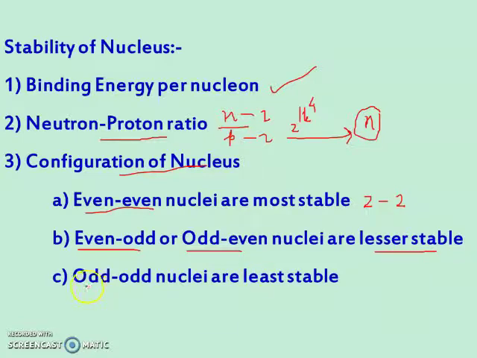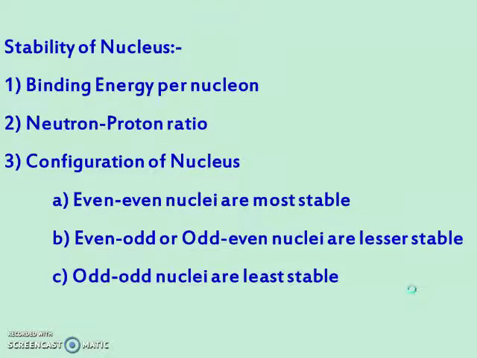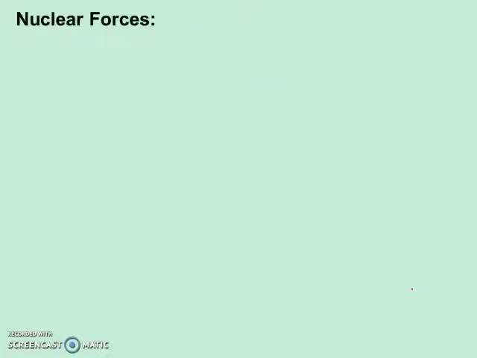And the nuclei having odd configuration are least stable. It means an odd number of protons and an odd number of neutrons. For example, 3Li6. It means there are 3 protons and 3 neutrons. So this is an odd nucleus. So even nuclei are more stable, even-odd or odd-even nuclei are less stable, and odd nuclei are least stable.